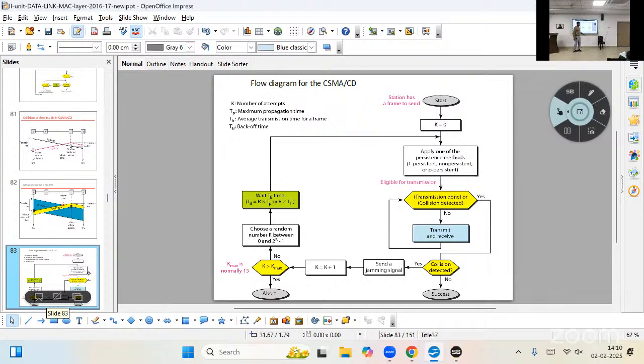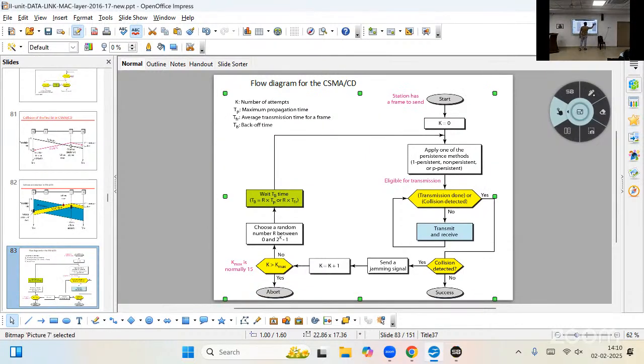Okay, so observe this diagram. CSMA/CD, collision detection. The station wants to send the data. So here we apply the CSMA mechanism.